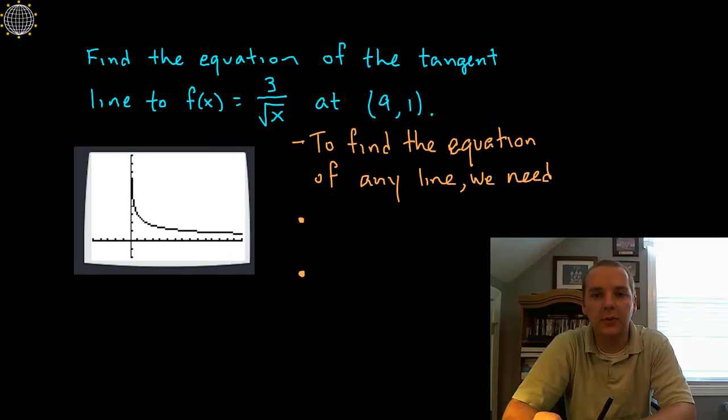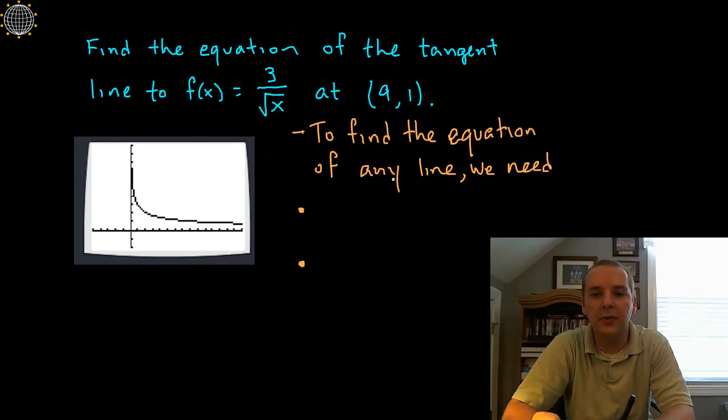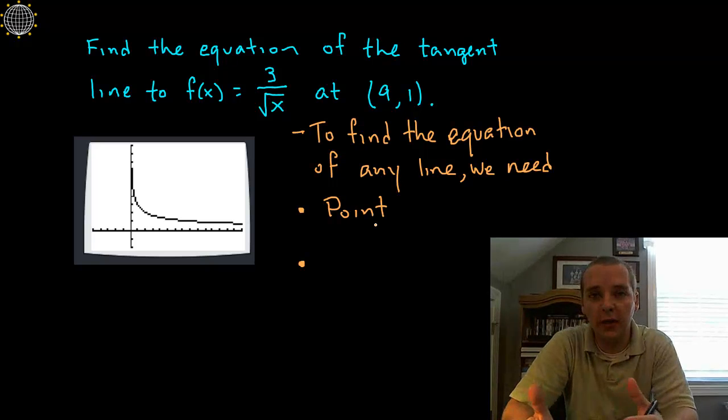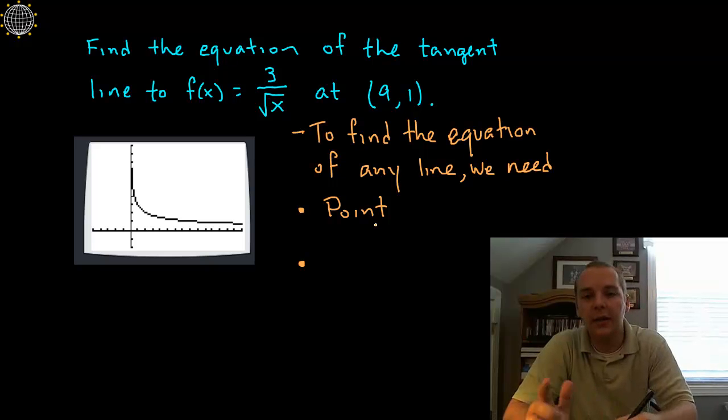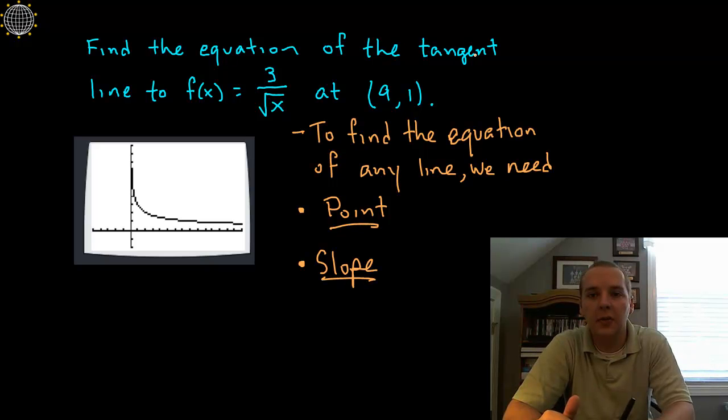So now let's remember, to find the equation of any line, we need two things, and you remember this from your old algebra classes. First of all, you need a point on that line. It's nice if it's the y-intercept, but we can get around that even if it's not the y-intercept. And another important thing is you have to have the slope of the line. So if we can find these two things for our tangent line, we'll have this equation.